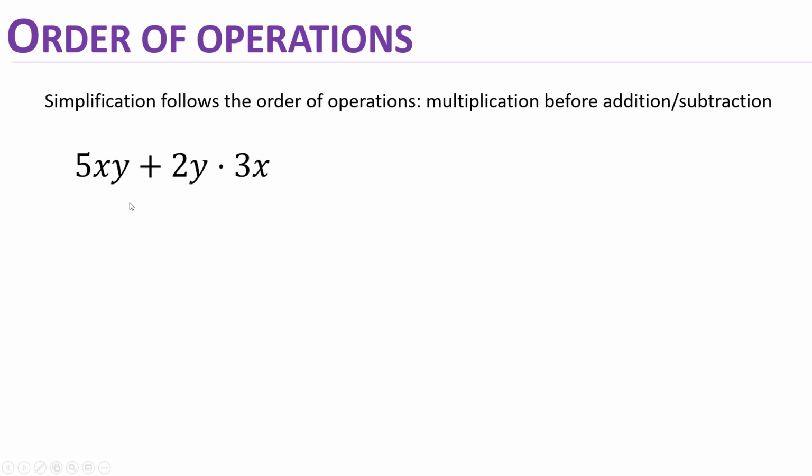So if we have a formula like this, 5xy plus 2y times 3x, we see an addition and a multiplication. The multiplication goes first, so we first multiply 2y by 3x. Because we haven't done anything with the first term yet, we just copy it to the next line, and then we write down the result of this multiplication, which is 6xy. Now it turns out we have two like terms, so we can add them. 5xy plus 6xy is 11xy.